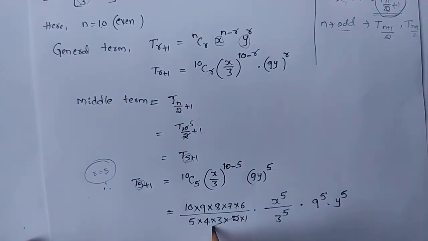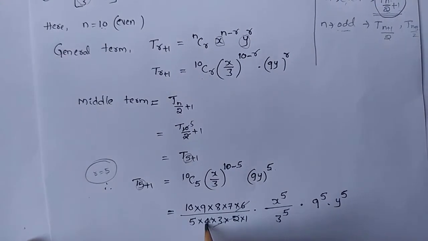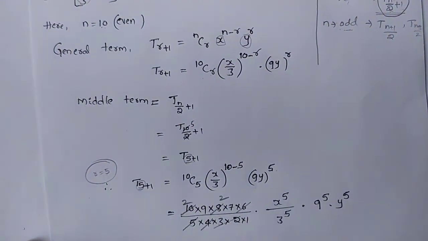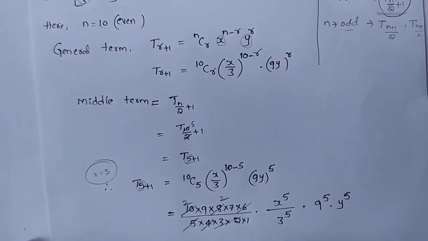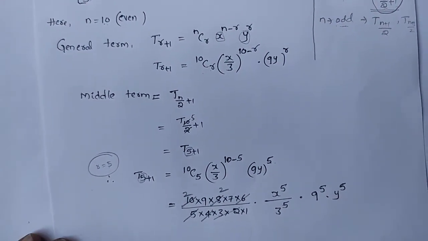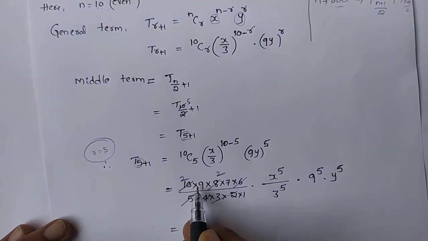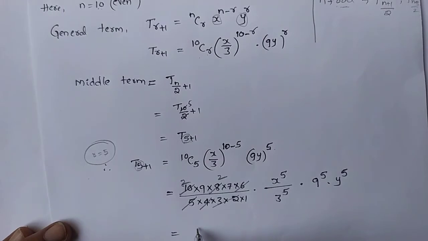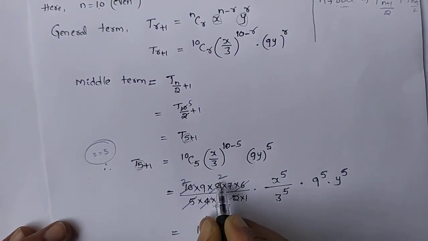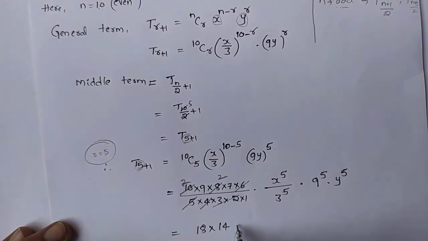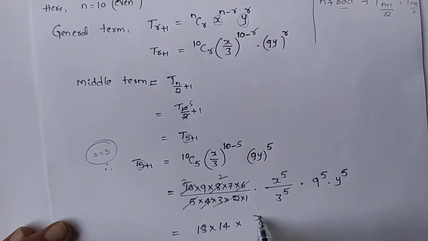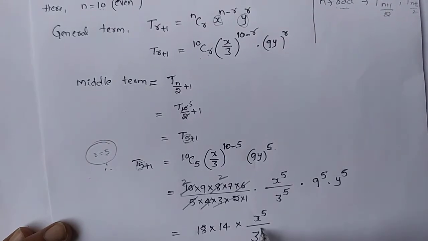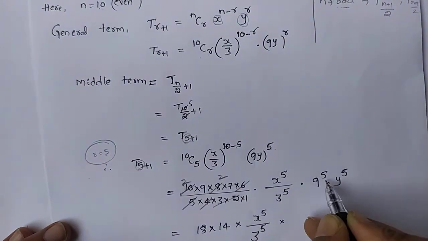So 3 2s are 6, 6 get cancelled, 4 1s are 4, 2s are 5, 1s are 5, 2s are... Okay, that is equals to 2 into 9, 2 into 9 is 18, into 2 into 7 is 14, into x power 5 divided by 3 power 5 into 9 power 5.